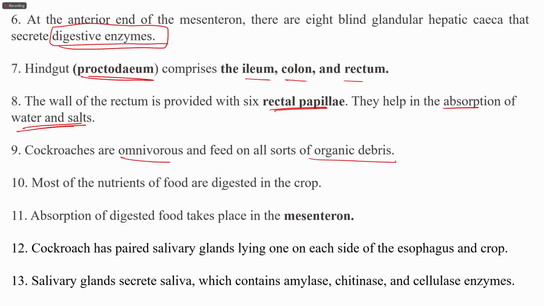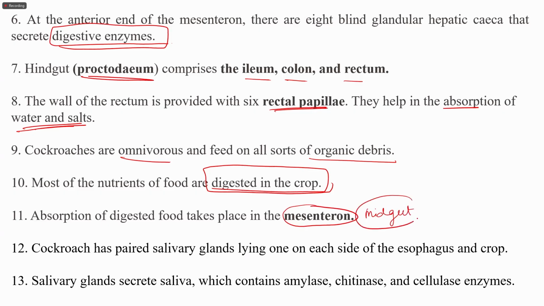Most of the nutrients of food are digested in the crop, and absorption mainly takes place in the mesenteron, that is, in the midgut. So in the initial part, the foregut, mainly digestion happens. Then in the midgut, it is mainly absorption, and in the hindgut, mainly the excretion of waste material from the body happens.